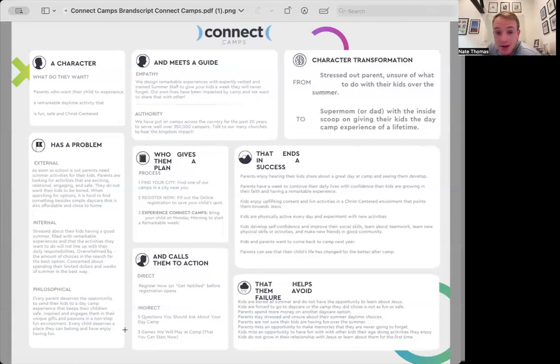So we know the character, we know they have a problem, we've established ourselves as the expert in the problem, we've given them a plan, and then we've also called them to action. So now we have to communicate what success looks like. This is the beautiful picture. Parents enjoy hearing about their day. Parents can go about their daily lives while their kids are at camp. Kids hear uplifting content. Kids are active during the day. Kids develop self-confidence to improve their social skills. They learn about teamwork. They learn new skills and activities, and they make new friends. Parents and kids want to come back next year.